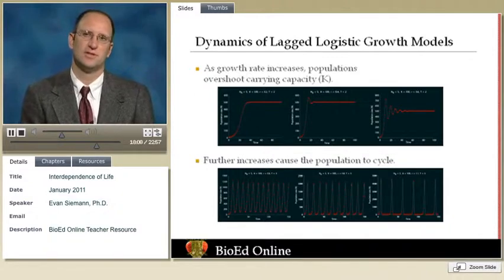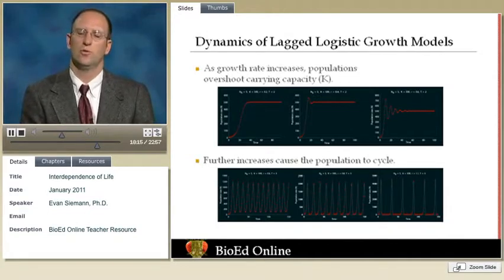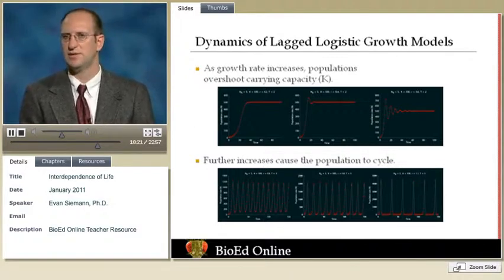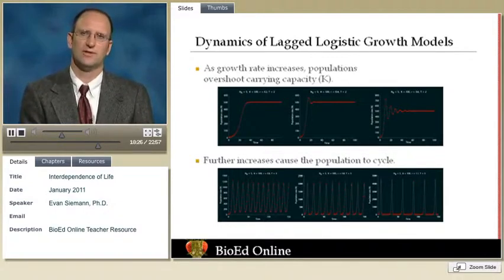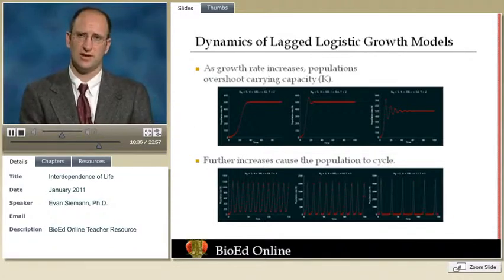As population growth rate gets still higher, the population will go into more complex cycles where there are a number of overshoot and undershoot points, and the population can go to 4, 8, 16-point cycles. As population growth rate gets faster and faster, these overshoots and undershoots of carrying capacity get more and more severe, and the population will go into what ecologists refer to as chaos.